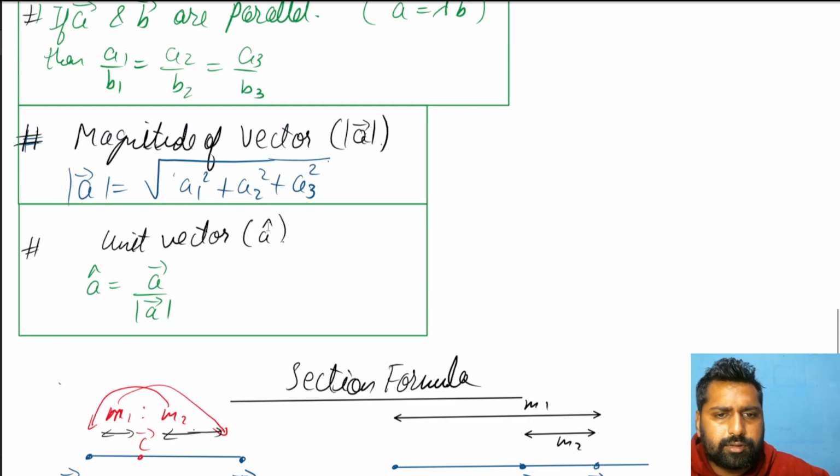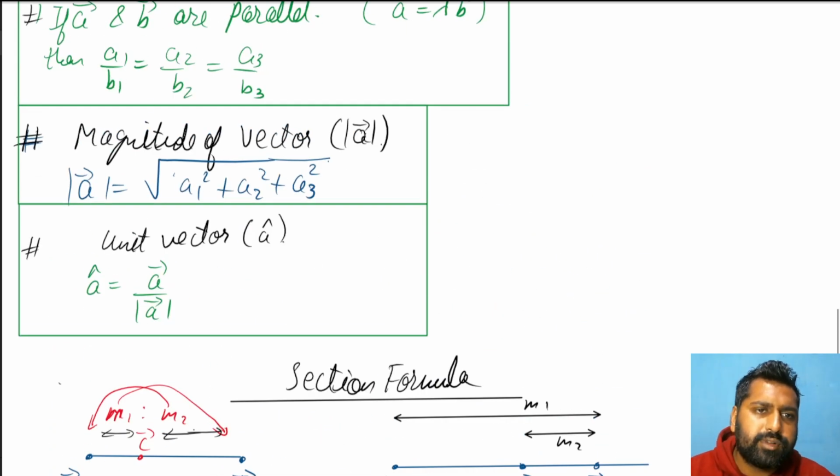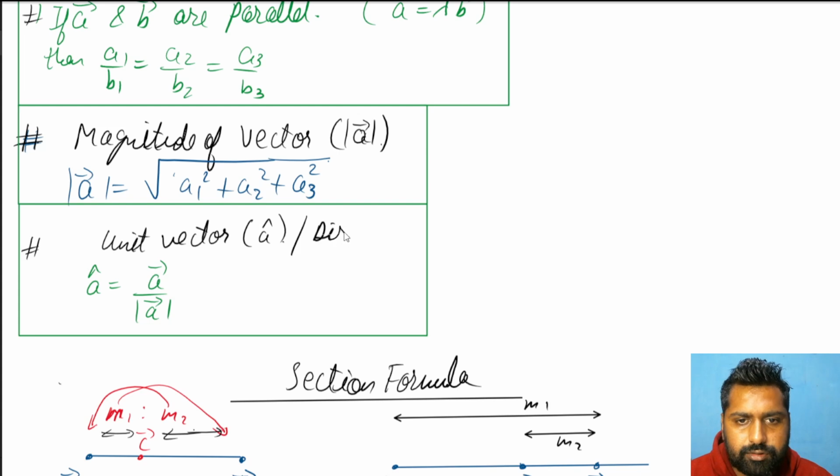One thing I forgot to mention, sometimes the question asks for the direction of a vector. The unit vector is also called the direction of a vector. So if a question asks you to find the direction of a vector, basically it is asking for the unit vector.